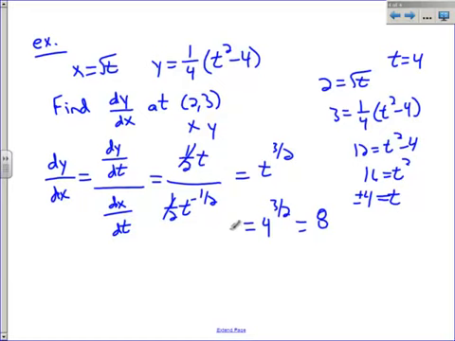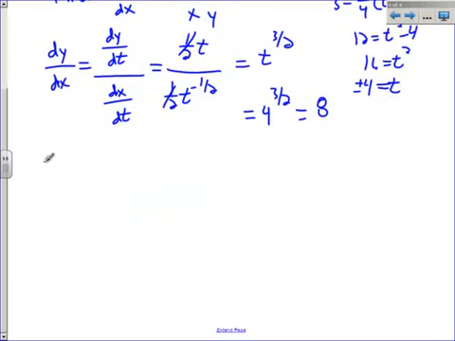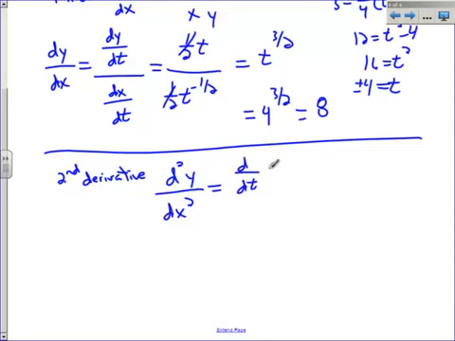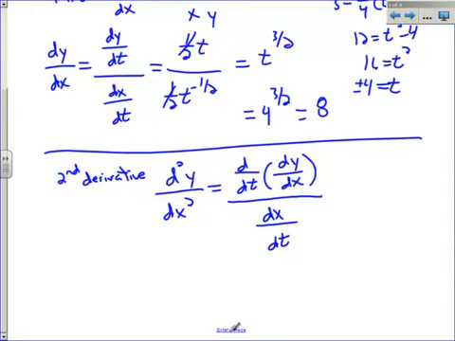Okay, now what about the second derivative? The second derivative has notation d squared y over dx squared. And the way we get this with our t is we are going to take d/dt of our dy/dx and then divide that by dx/dt. If you play around with these fractions here, you'll see why those are equal.